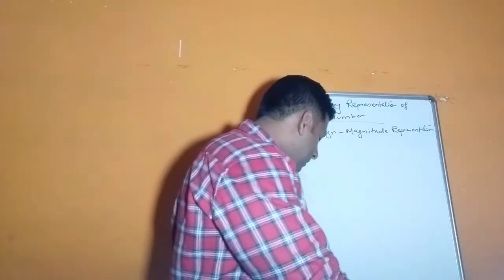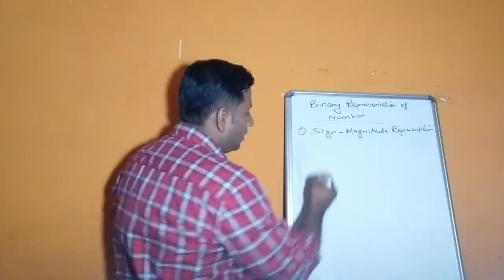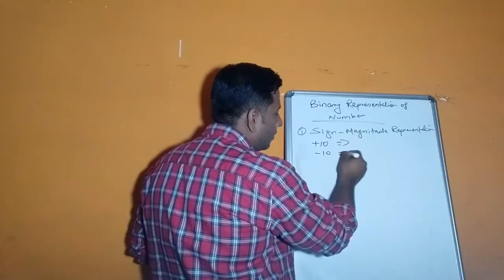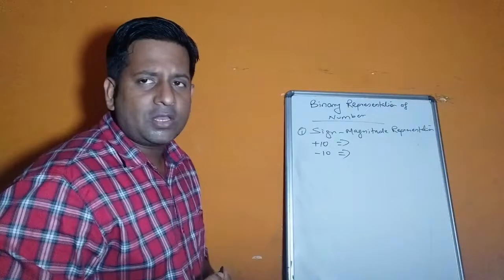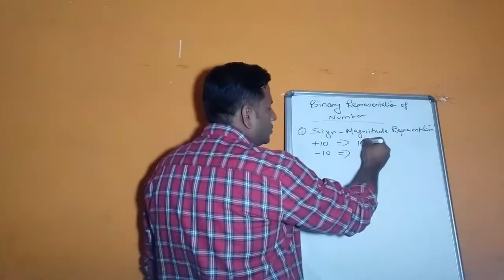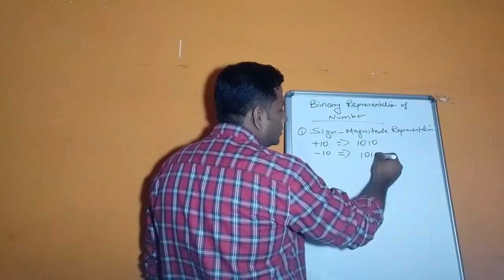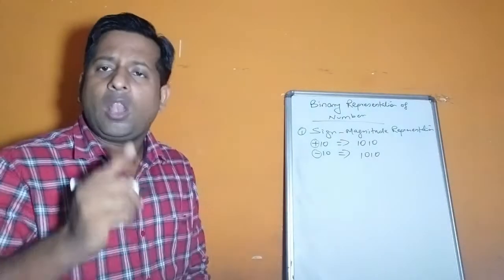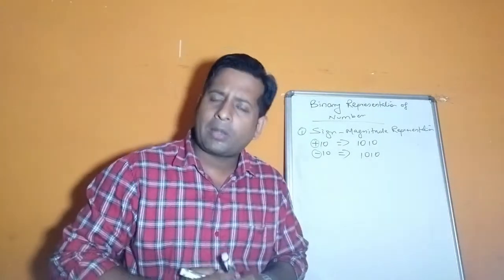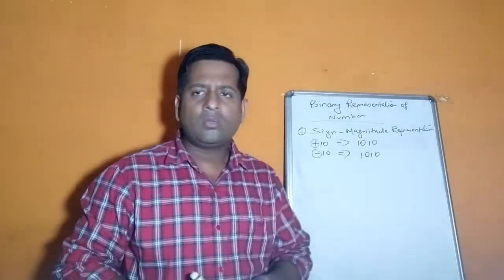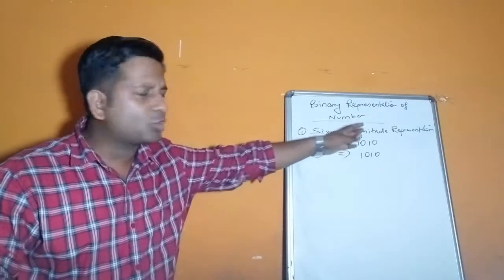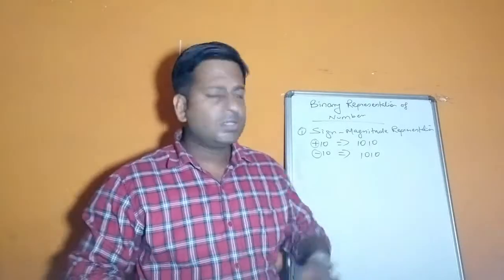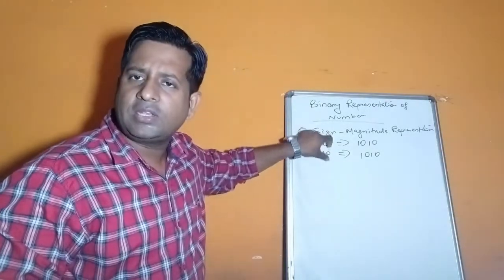if you take for example plus 10, minus 10. Okay, if you represent both in binary form, it will be 1 0 1 0. Here also 1 0 1 0. That means the positiveness or negativeness does not affect the number when we represent it in binary form. Okay, that is known as sign magnitude representation. There is no difference between negative sign or positive sign. We just need to consider the integer value.